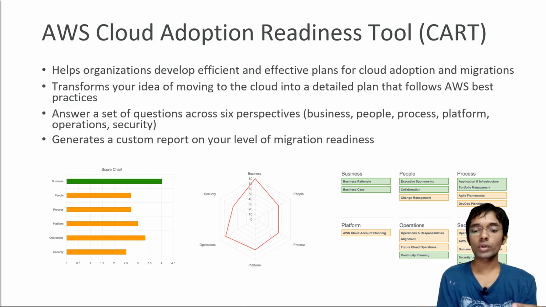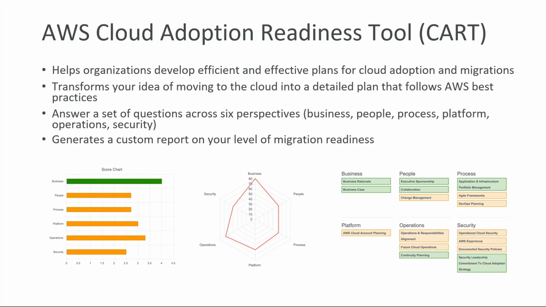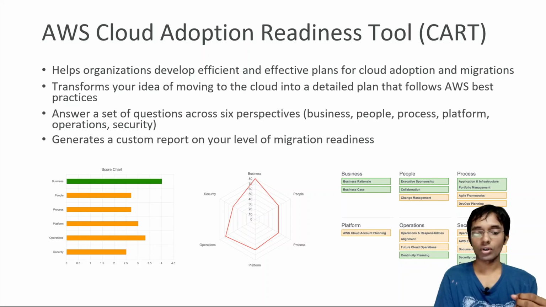To do so, you are going to answer a set of questions from 6 different perspectives. Those would include business, people, process, platform, operations, and security. Now you'll be able to see the security, and then it's going to give you a chart as a result, and the custom report will give you your level of migration readiness, and a few recommendations to implement the best practices on AWS.